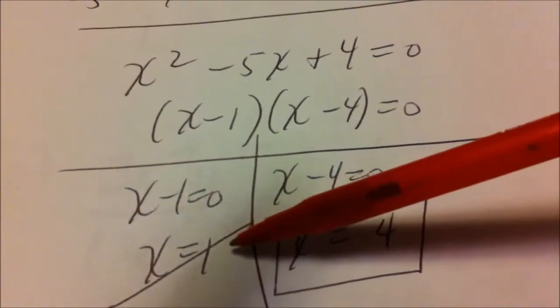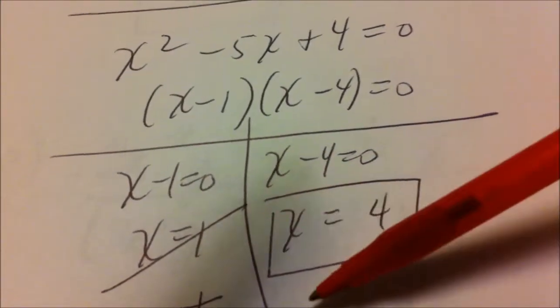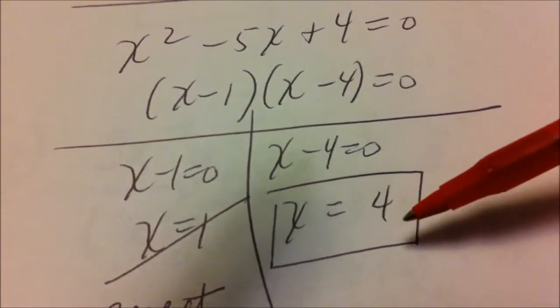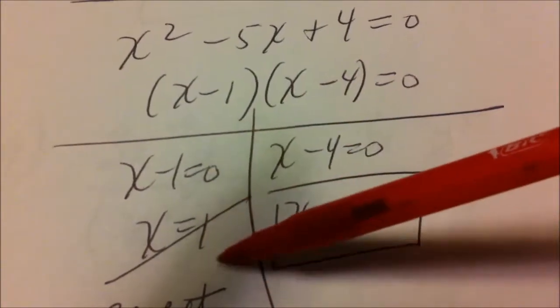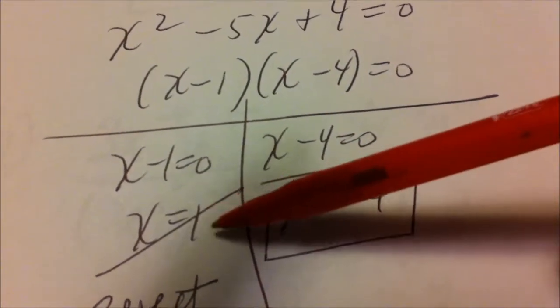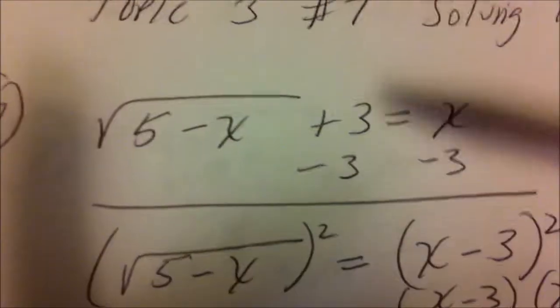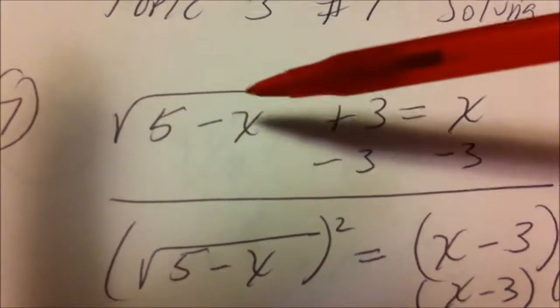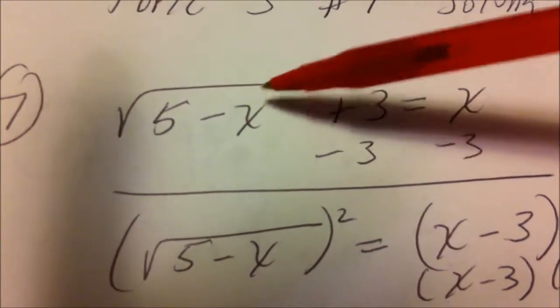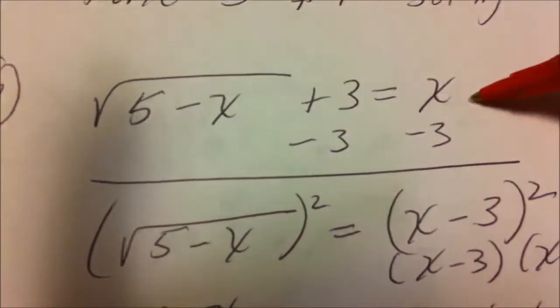Now, we're used to always rejecting negatives, which isn't the case, and always wanting to keep positives, which is always the case. You have to check this back in the original, and you can see why 1 is rejected. That if we put a 1 in here, and you could just type this right into the calculator, the square root of 5 minus 1 is the square root of 4 or 2. 2 plus 3 is not equal to 1.